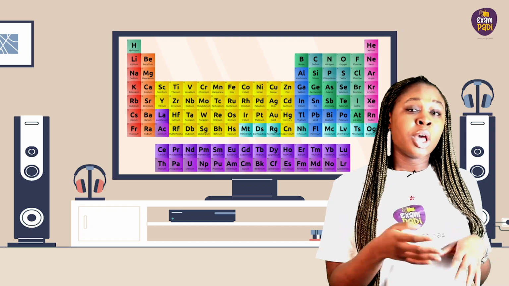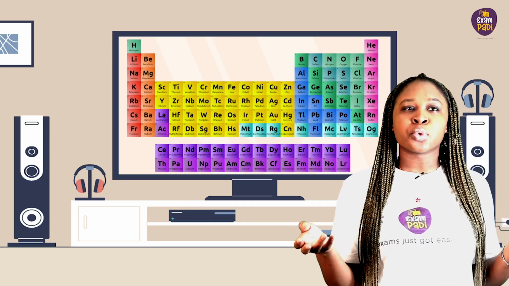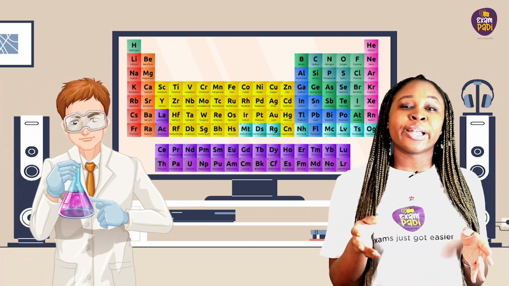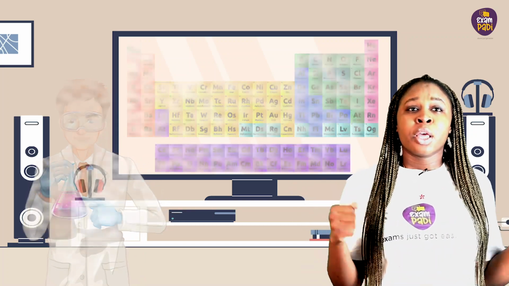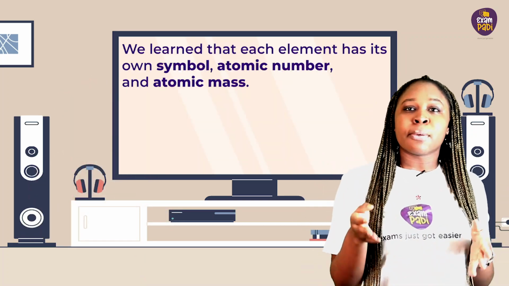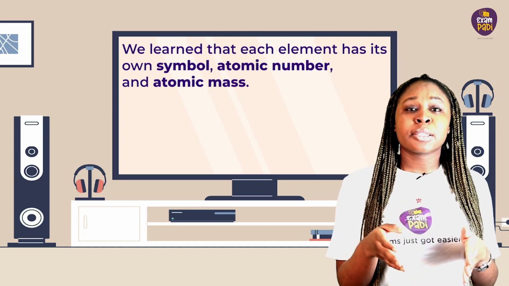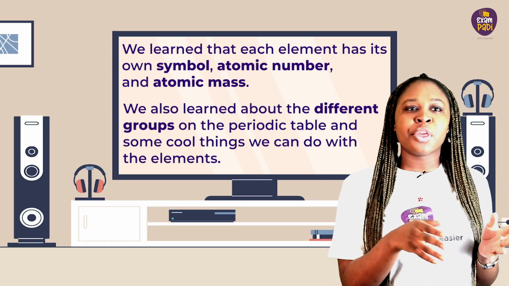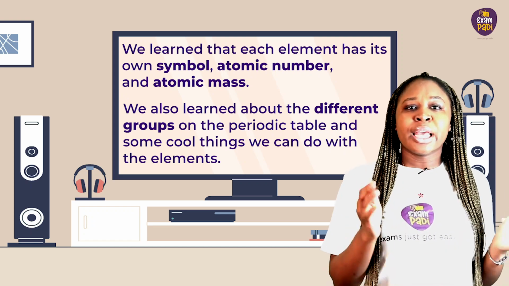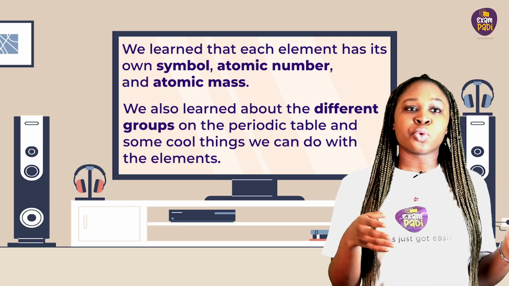In conclusion, the periodic table is a very useful tool for chemists. It helps us understand the different elements and how they interact with each other. Here's what we learned today. We learned that each element has its own symbol, atomic number, and atomic mass. We also learned about the different groups on the periodic table and some cool things we can do with the elements.